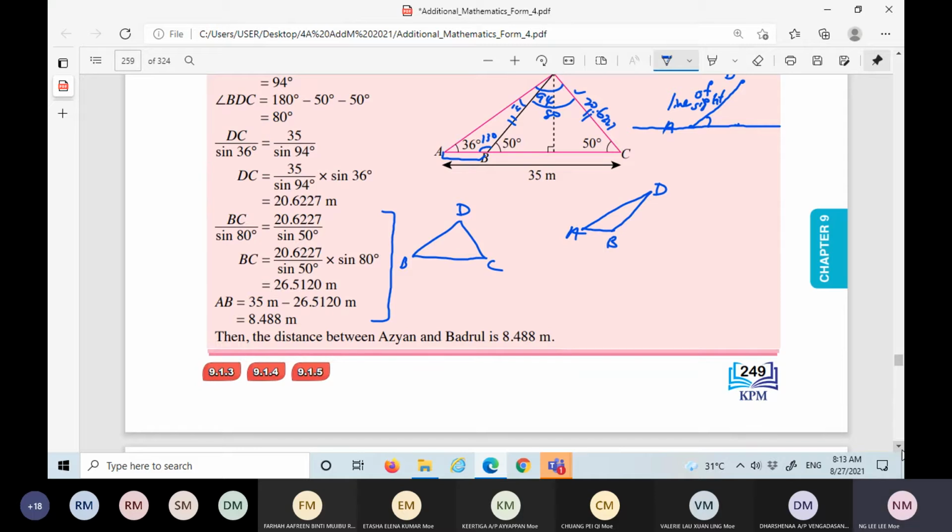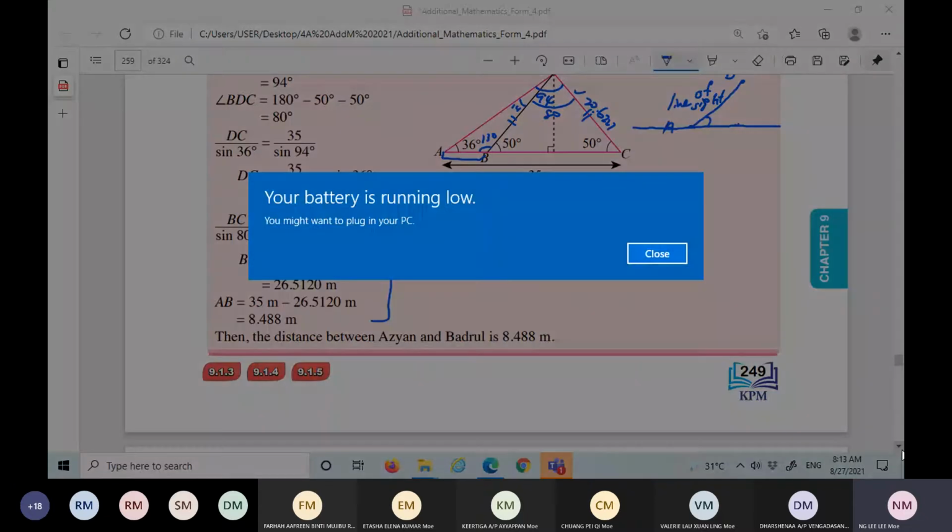Yesterday, I think Denise asked me about 9.4 question 2, and the intensive exercise number 2. Then Emily just now also asked about 9.4 question 2, and intensive question 5. Wait for a while, battery low.